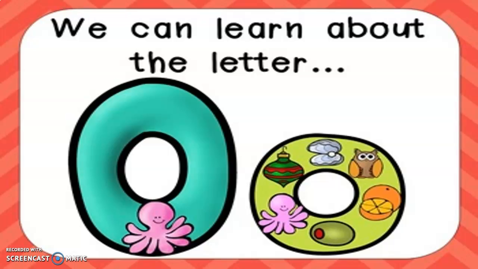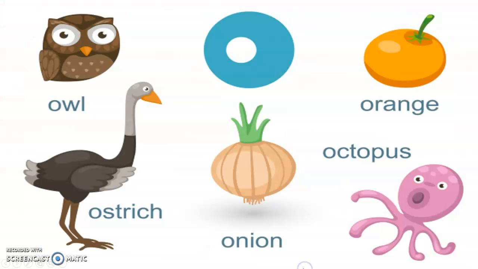As you can see, the letter that we're going to learn today is letter O. Letter O makes this sound: O, O, O. Now let's see. O like what? O like ostrich, like onion, octopus, orange, and owl.